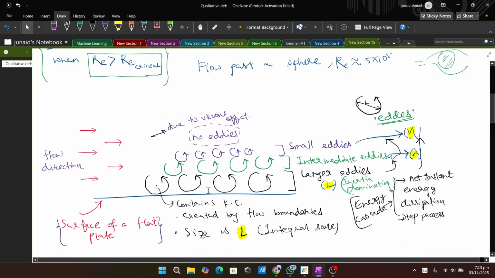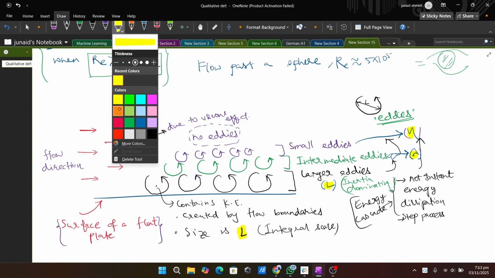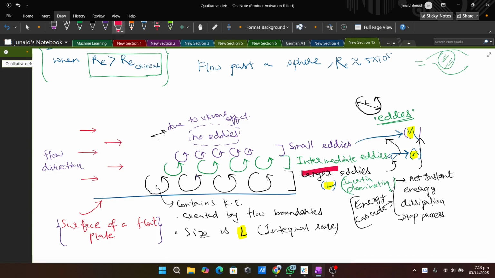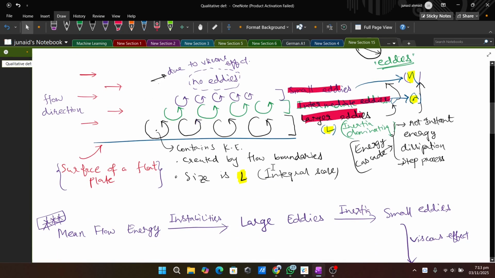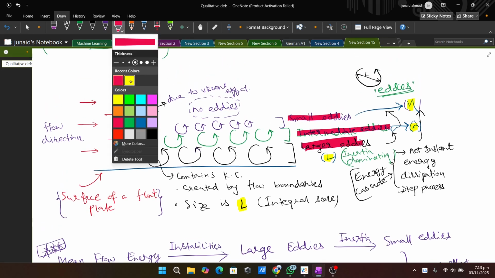Then we talked about this amazing graph. This is also in one of the books, you can find it. Flow direction is from here. There are three zones basically. We have a large eddy zone, then we have intermediate eddies, and then we have small eddies, right? Three zones.